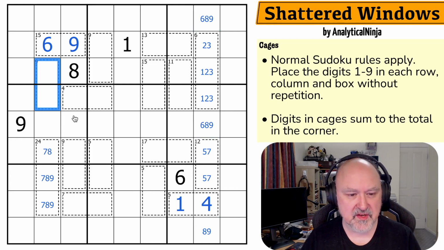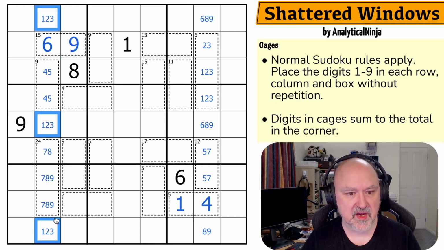Now I can probably do the same here. How do I make 9? Well, I can't use 1, 8 because I don't have an 8 in the column. I can't use 2, 7. I can't use 3, 6. So this becomes 4, 5. And now this is a triple, which is 1, 2, 3, because I've got 4, 5, 6, 7, 8, 9. These are 1, 2, and 3.